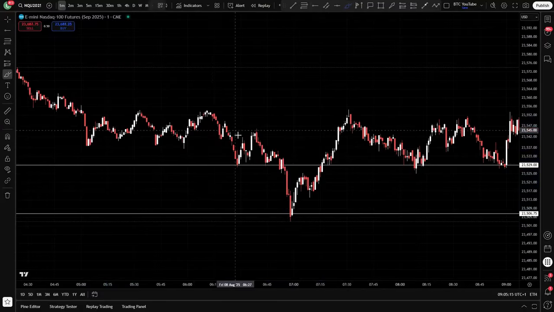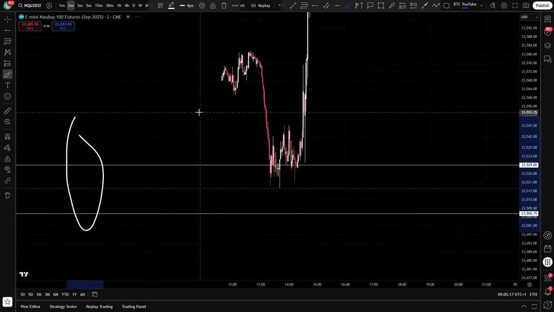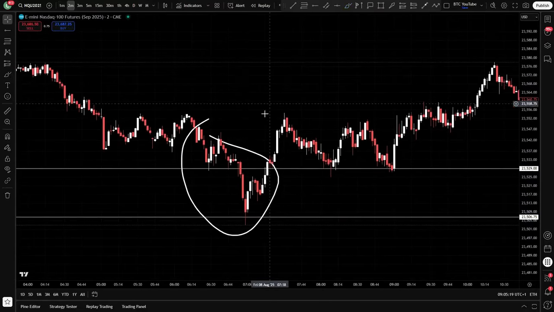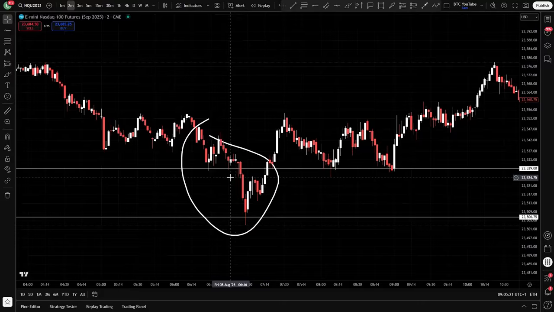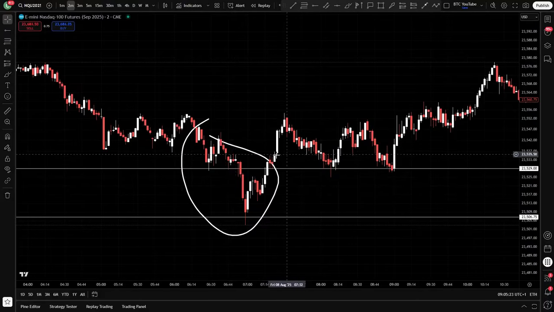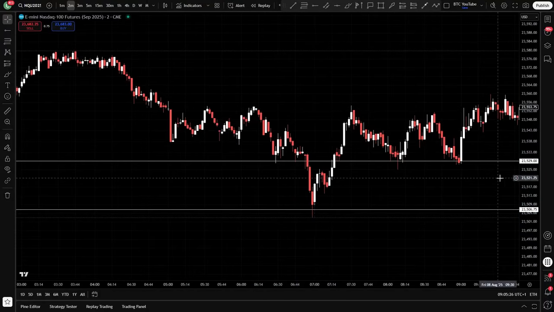Does this have an obvious 2 minute gap here that we could take? Yeah, I think you probably could have taken this 2 minute here. This would have worked out, as you can see.